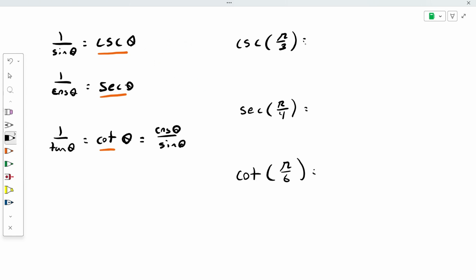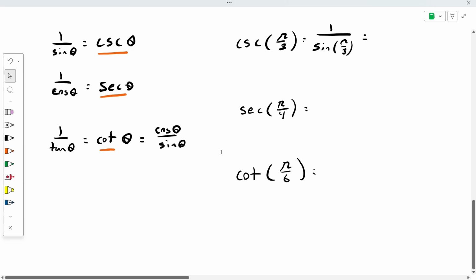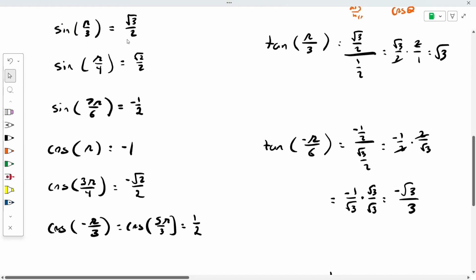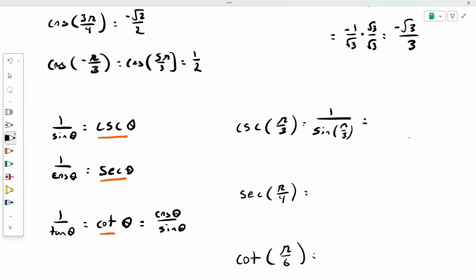So let's evaluate these functions. So we have cosecant of pi over 3. So I think the easiest way to do this is actually just rewrite it in terms of sine and cosine. So we actually just have 1 over sine of pi over 3. And now we know what sine of pi over 3 is. We actually did it up here. We said sine of pi over 3 is square root of 3 over 2. So we just have 1 over square root of 3 over 2, which equals, since it's 1 over this, we flip it and we get 2 over square root of 3. And then if we don't want to leave the square root in the bottom, we can multiply by square root of 3 over square root of 3, and we get 2 square root of 3 over 3.